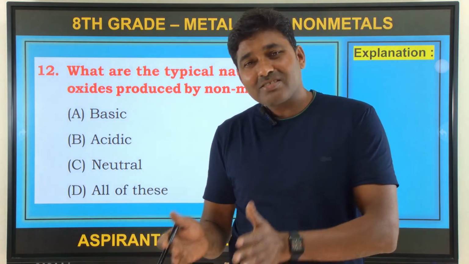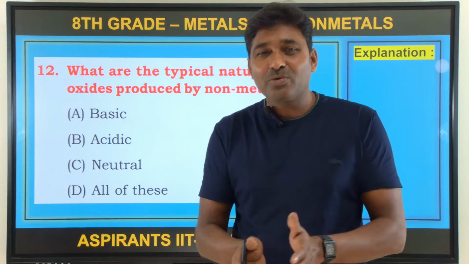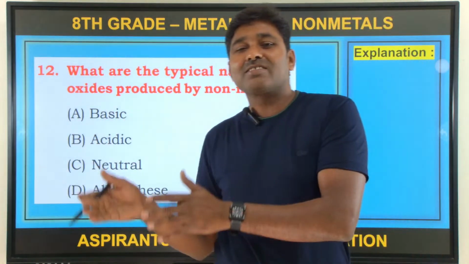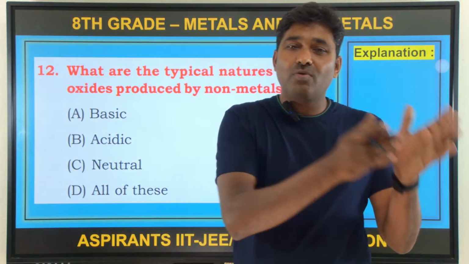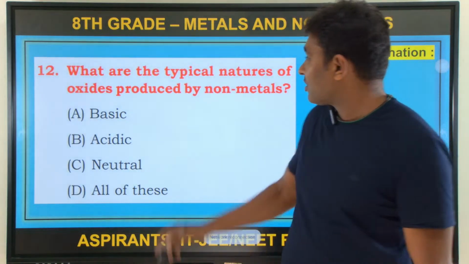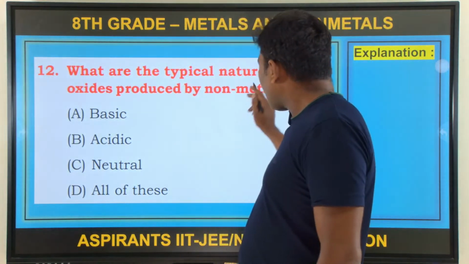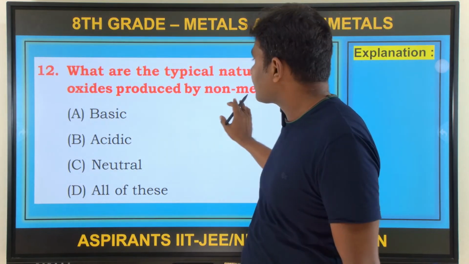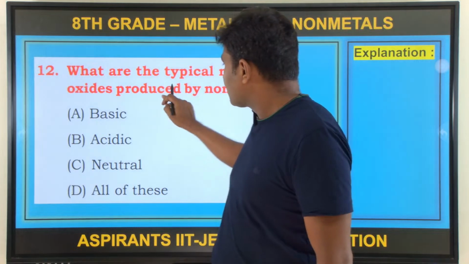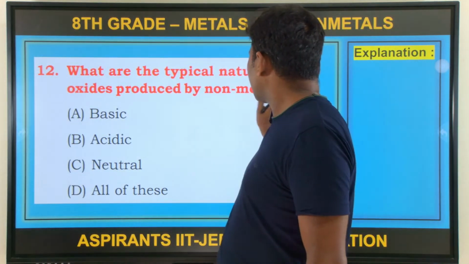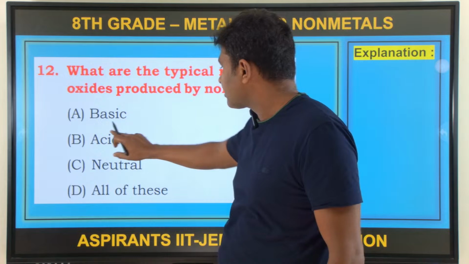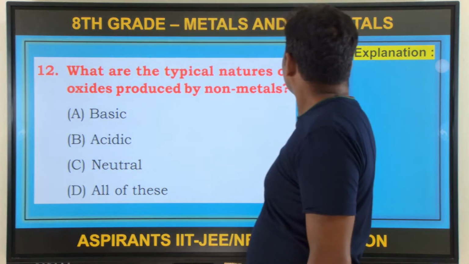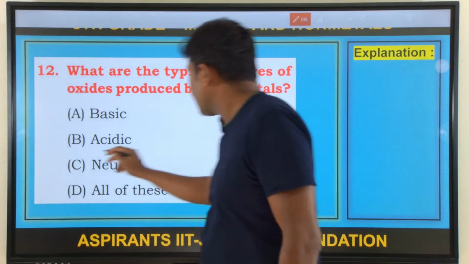When non-metallic oxides, which are acidic in nature, dissolve in water, they give rise to acids. When metallic oxides, which are basic in nature, dissolve in water, they give rise to what? Bases. So here our question is about non-metallic oxides and their nature. Oxides of non-metals are nothing but non-metallic oxides. They are acidic in nature, as we just discussed.